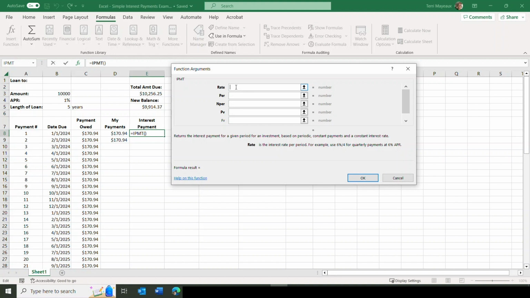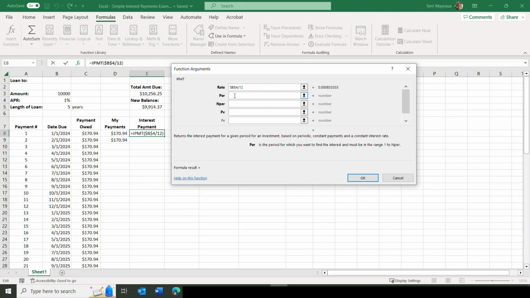First of all, the rate. Now the rate is the interest payment per period, just like it was for payment. So what is the rate? Well, it's the 1% or B4 divided by 12, because I know I'm going to pay each month. And then I also know that B4 cell reference needs to be absolute. So I'll put dollar signs in front of the B and the 4.